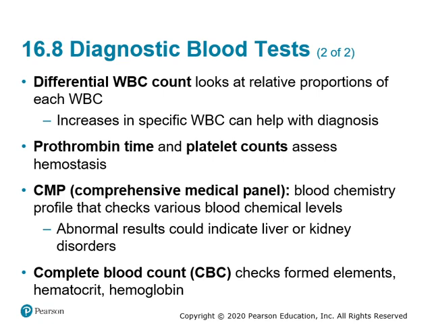There's also other diagnostic blood tests, like a differential white blood cell count, where you look at the relative amount or proportions of each white blood cell. Usually if you see an increase in a specific white blood cell, that could help you with a diagnosis. We can also assess hemostasis using prothrombin time and platelet counts. We can do a comprehensive metabolic panel or CMP to look at blood chemistry and check for various blood chemical levels. We might do this to indicate liver or kidney disorders. And we might also be looking at a CBC, or a complete blood count, that checks for the formed elements, the hematocrit, and the hemoglobin.